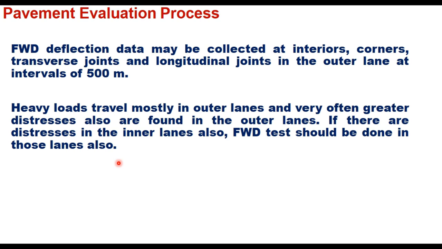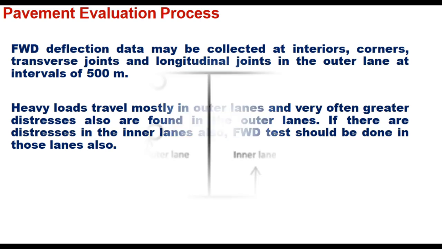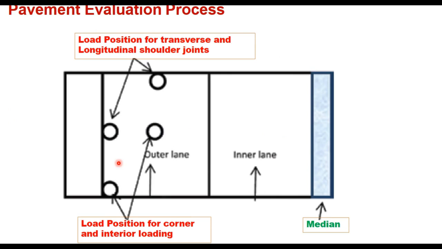And the loading conditions or loading positions which are critical for a rigid pavement are given here. This is the central loading, or you can say interior loading. This is the corner loading, edge loading on longitudinal side and transverse side. And this is for a slab. This is the outer lane, this is the inner lane, this is the median in case of a four lane highway, and the shoulder. So test should be conducted at the interior position as well as at corner and edge position.